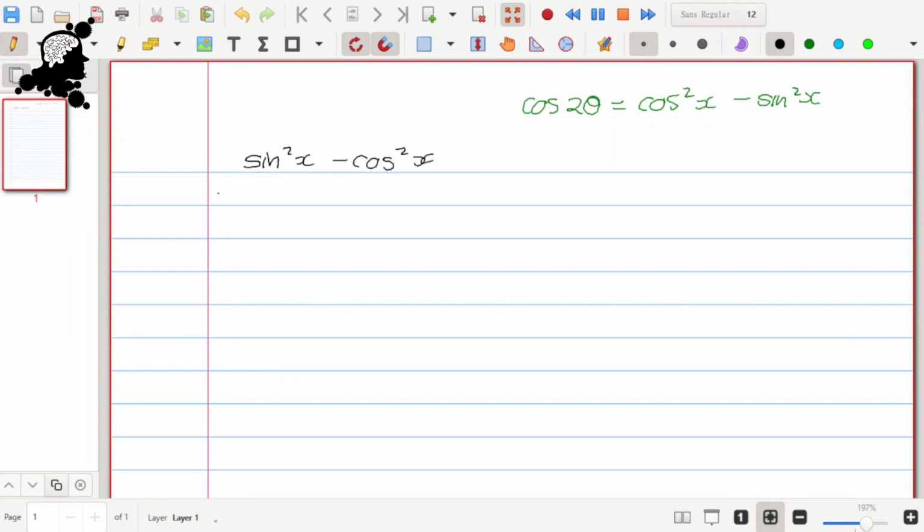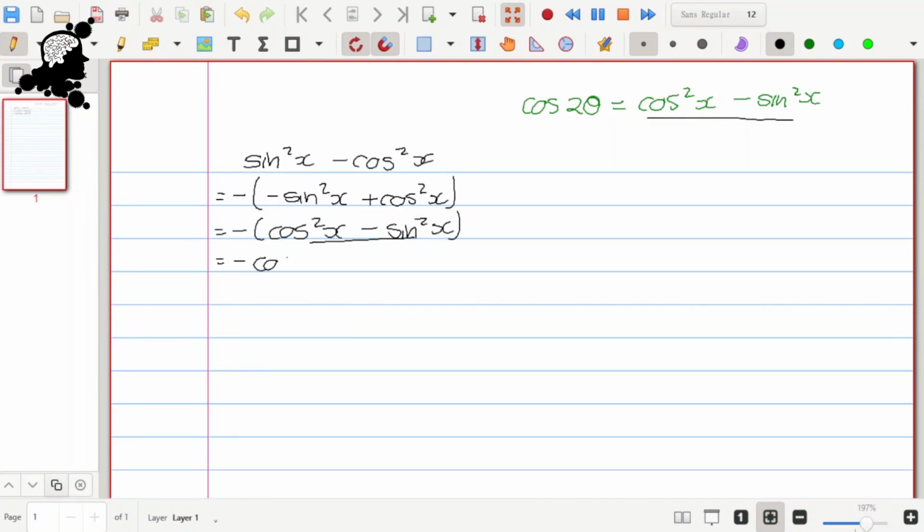To solve this, I could take out -1 as a common factor. When I take out -1 as a common factor, I'm going to get negative sine squared x plus cos squared x. I could swap these two around and have negative cos squared x minus sine squared x. From our double angle identity, we've got cos squared x minus sine squared x, so we can replace this with minus cos of 2x. There we are, we have simplified the question. Life is great. Let's look at the next question.